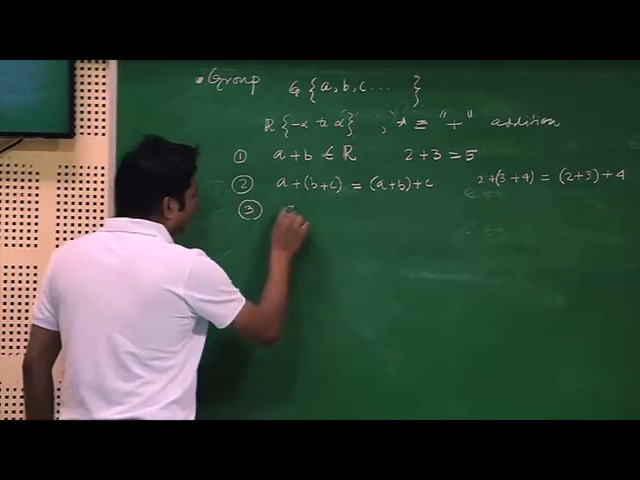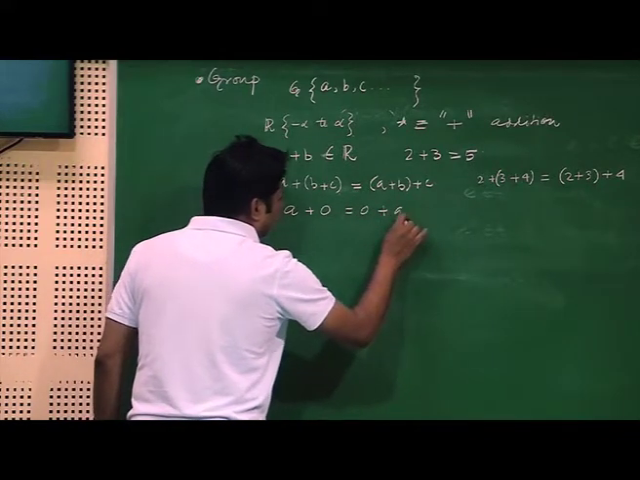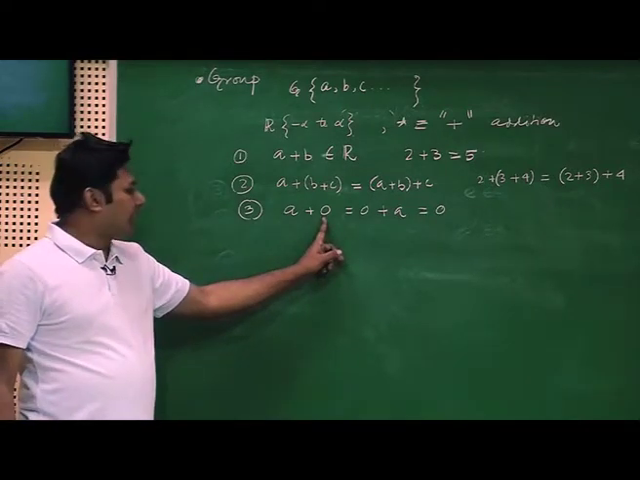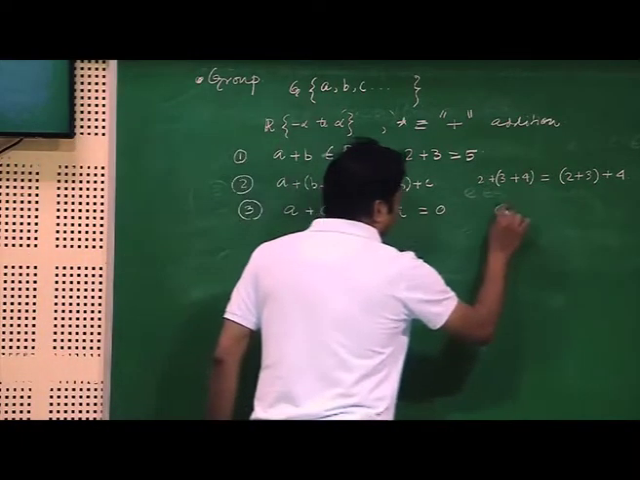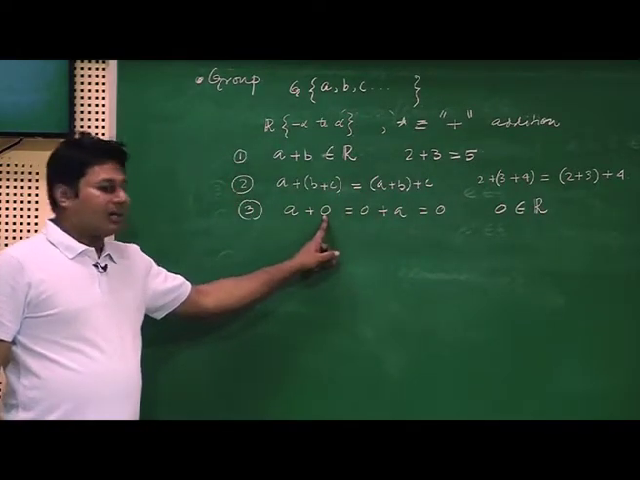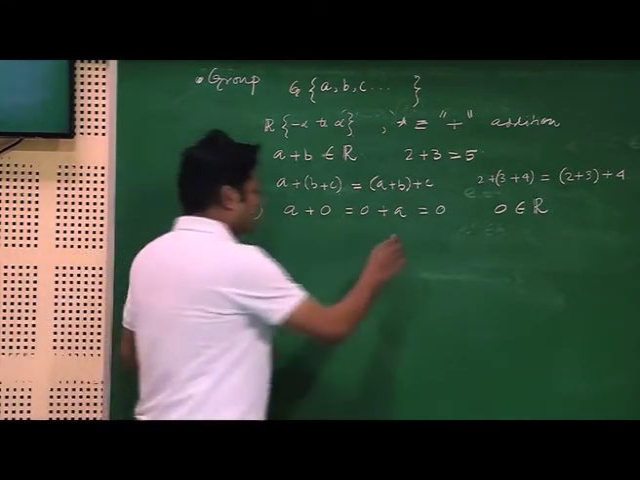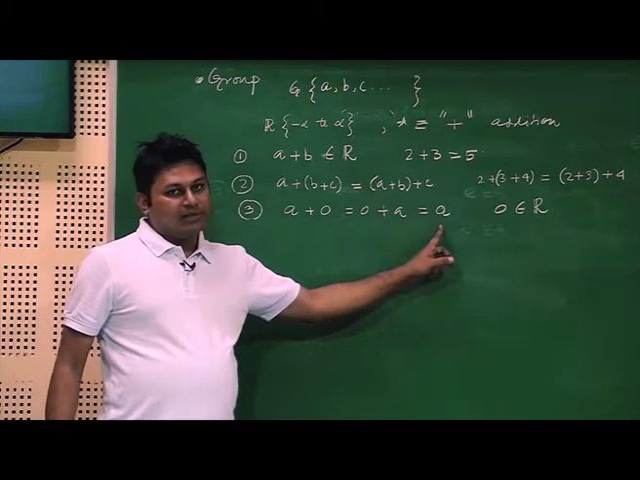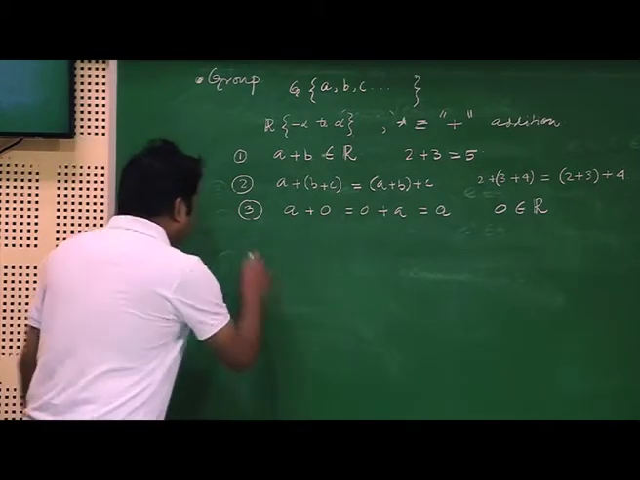Third thing, it is important. A plus 0 is equal to 0 plus A is equal to A. So, 0 in this case behaves like the identity element. That means 0 belongs to R. This is not an element that is outside R, but if I add these two things, I will get back my original element A. So, that means the identity is there. This is my identity.